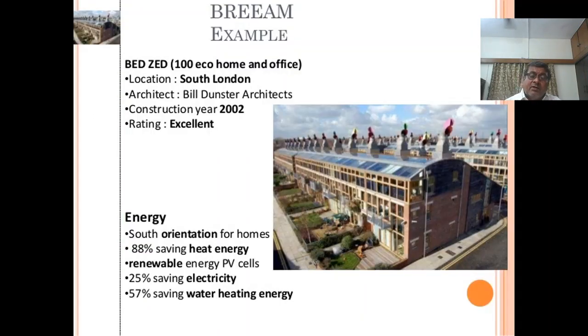BedZED example, 100 eco homes and offices. Location South London. Architect Bill Dunster. Construction year 2002. Rating excellent. Energy: south orientation for homes, 88% saving of heat energy. Renewable energy: PV cells, 25% saving electricity, 57% saving water heating energy.